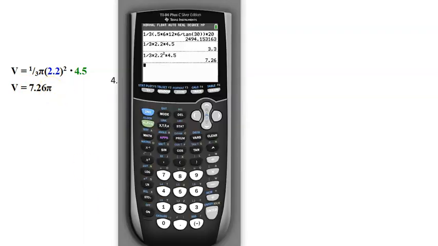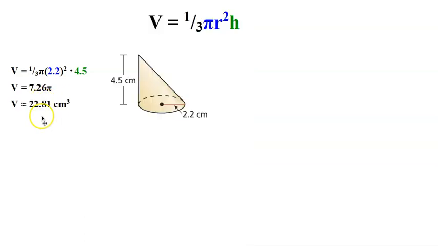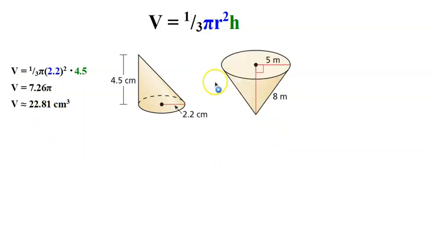Now, to get the answer that would be useful, for example, if you wanted to build something like this or whatever, then you multiply it by the pi, and we have 22.8079, so approximately 22.81 cubic centimeters. All right, so I would like for you to solve this one. So pause the video, then come back and check your work.